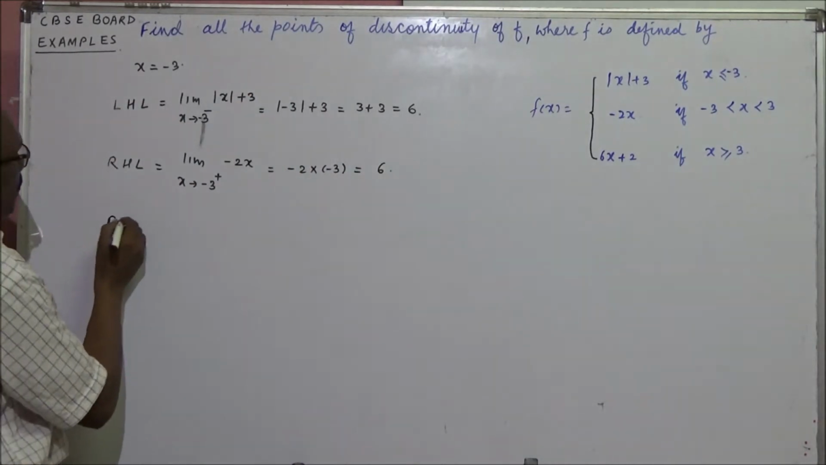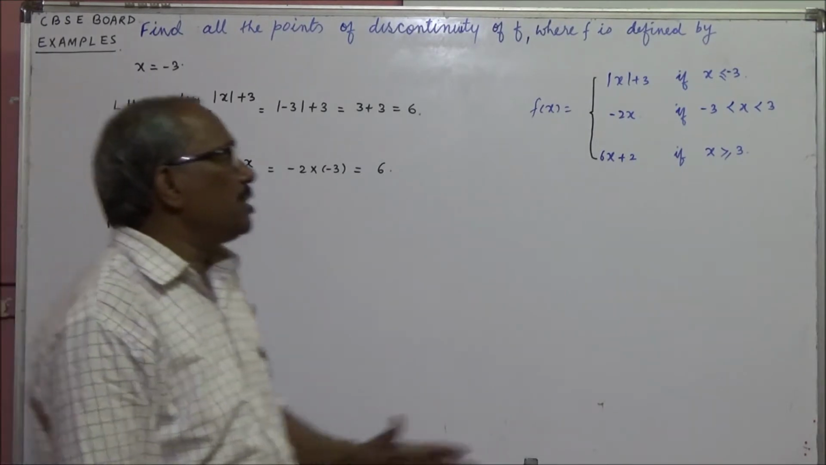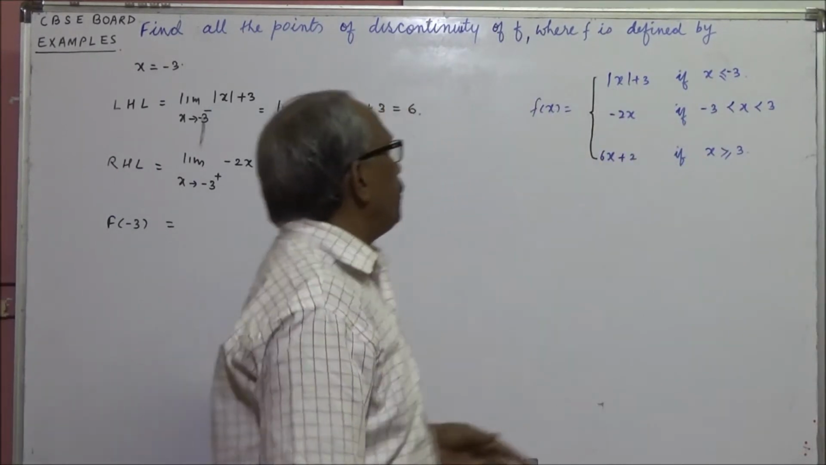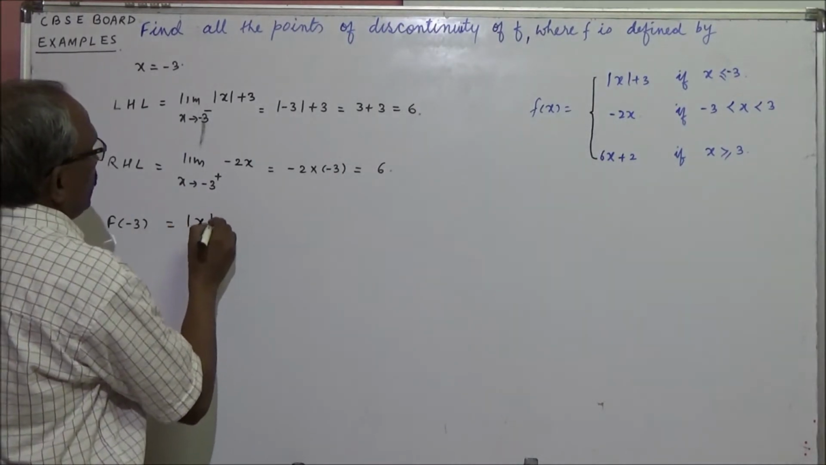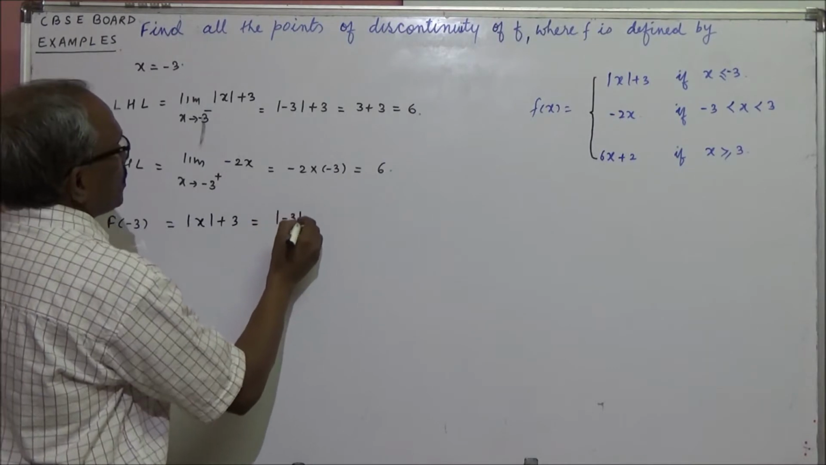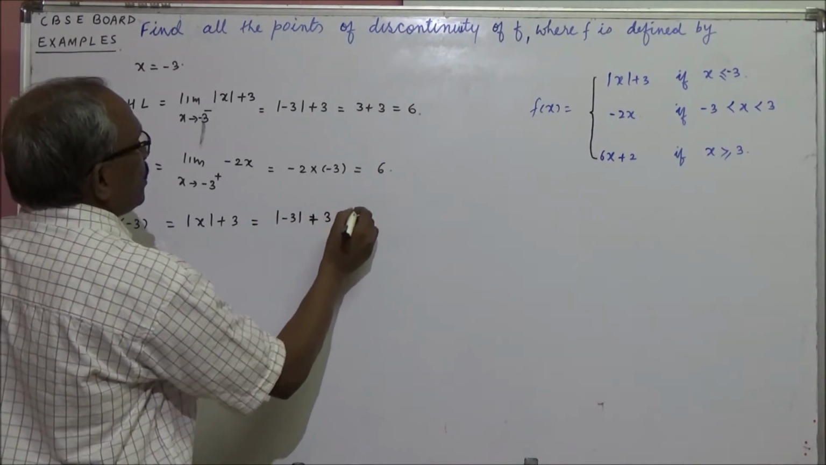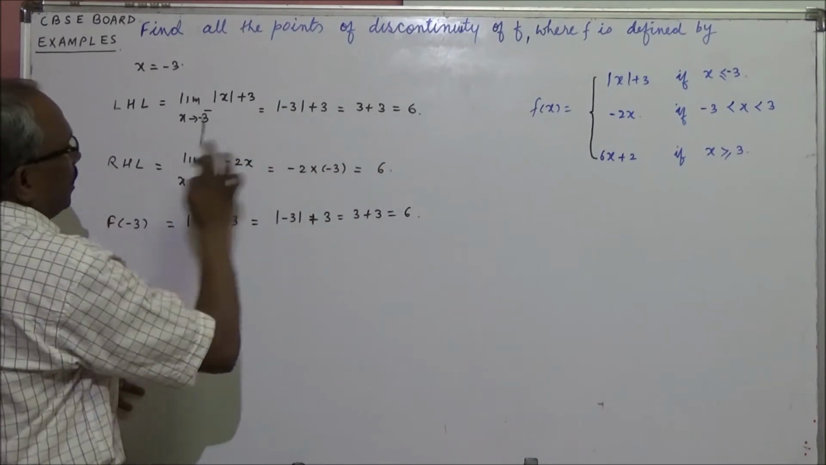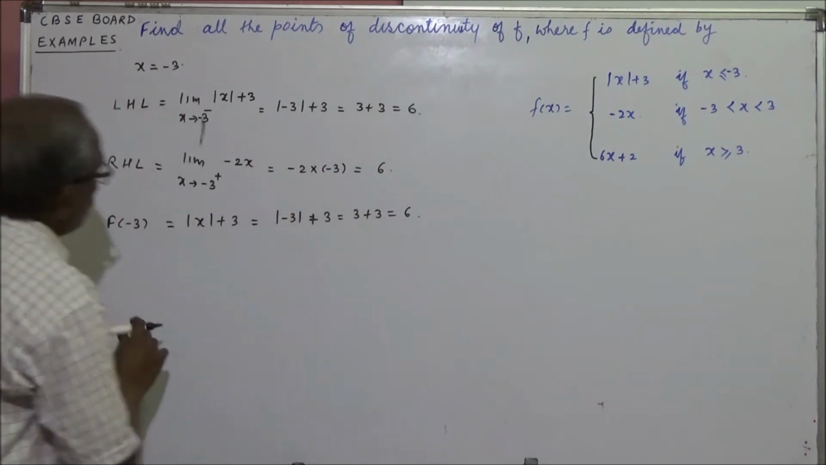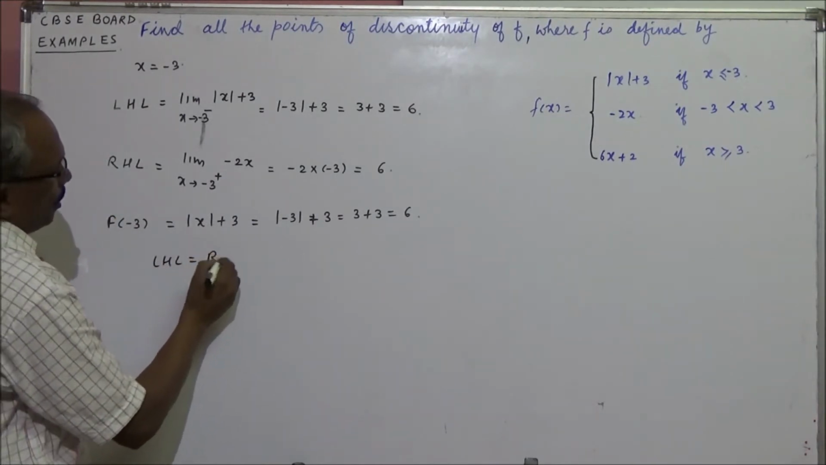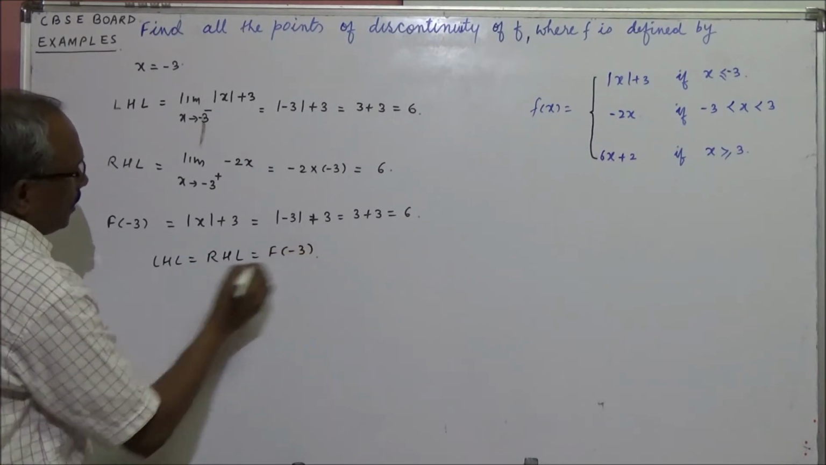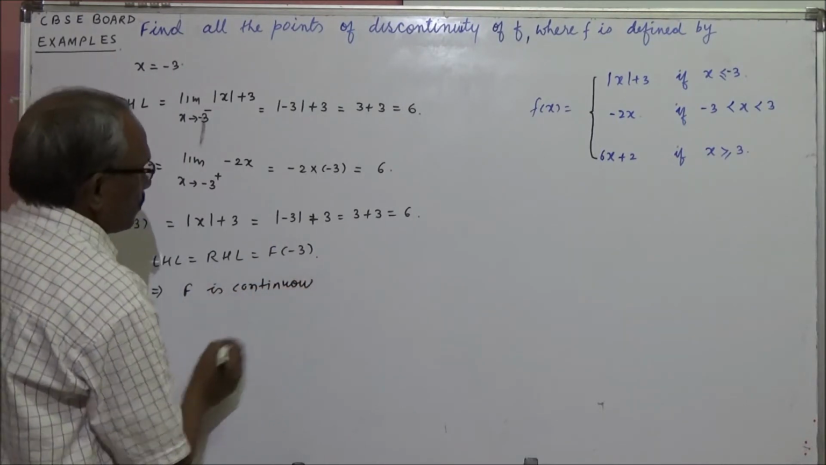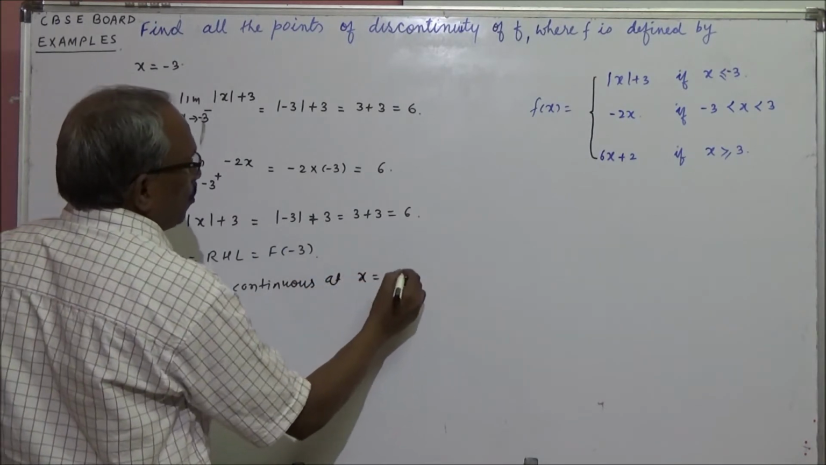Now let us calculate f of minus 3. For f of minus 3, which function is there? x is less than or equal to minus 3, means for x is equal to minus 3, this is the function. So mod of x plus 3, that is equal to mod of minus 3 plus 3, that is equal to 3 plus 3, 6. Now see here, left hand limit 6, right hand limit 6, and f of minus 3 is also 6. So I can say that here LHL is equal to RHL is equal to f of minus 3. So this implies f is continuous at x is equal to minus 3.